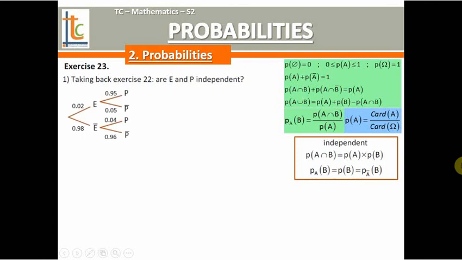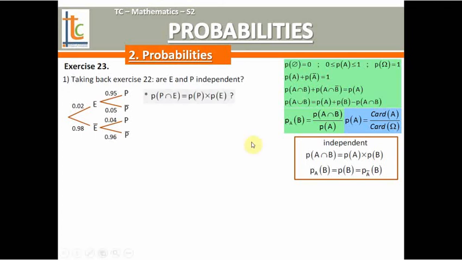So let's see it now by calling back the tree. And you can see easily that P of P given E is not the same at all as P of P given E bar. 95%, 4%. So if you have a look at that, you can say, no, they are not independent. They are very dependent events.